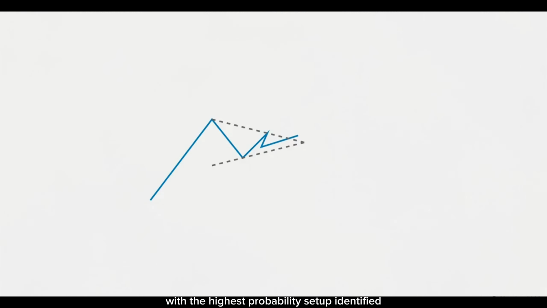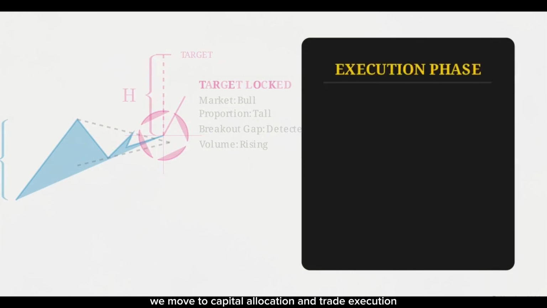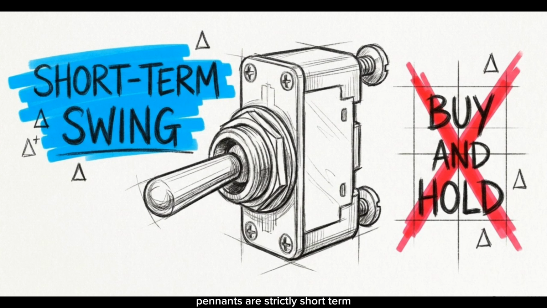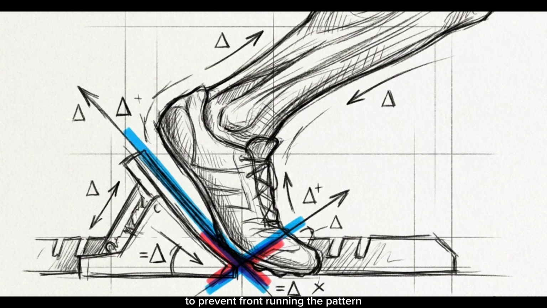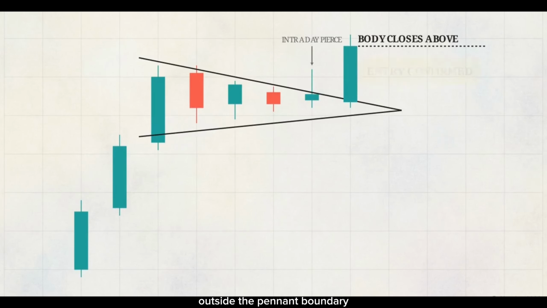With the highest probability setup identified, we move to capital allocation and trade execution. The absolute rule of engagement here is duration. Pennants are strictly short-term swing trading instruments. They are never buy and hold assets. To prevent front-running the pattern, utilize a strict entry trigger. You must wait for the price to officially close outside the pennant boundary.